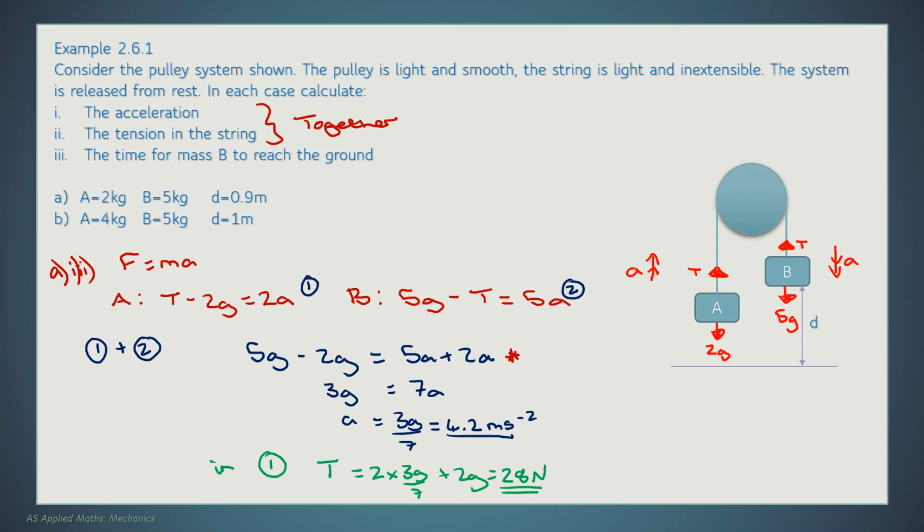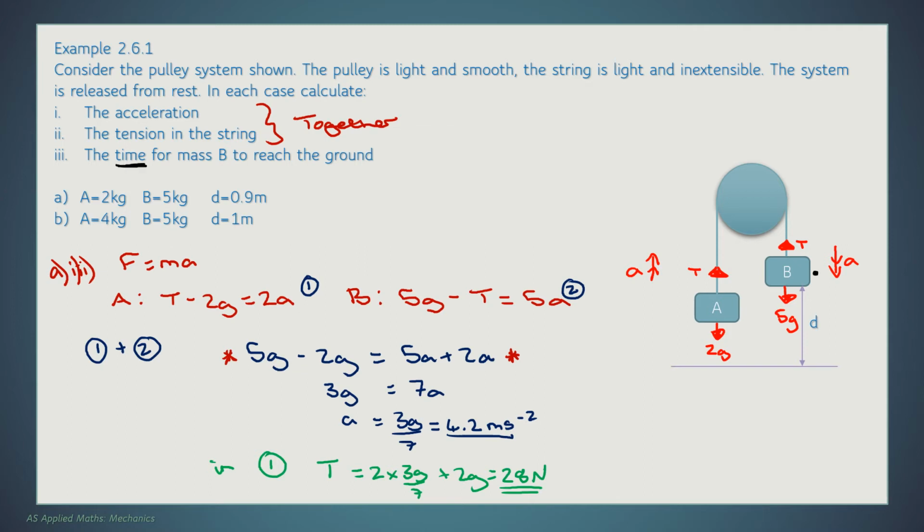If you're writing your equations for F equals ma for A and B separately, then you can skip this line of working here and go straight to the 3g equals 7a, because you should be able to add those equations together. But if you're not writing them down and you're going to go for it in one just to find the acceleration, then I would encourage you to show all your forces, because that's where all the marks are going to come from. So moving on, find the time for mass B to reach the ground.